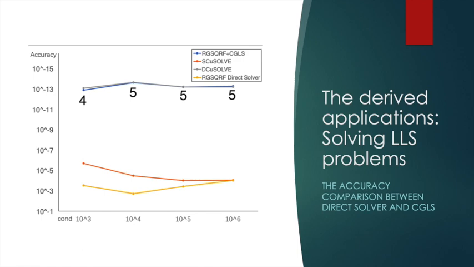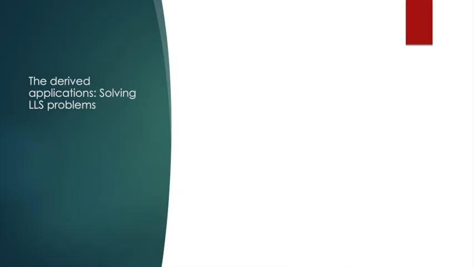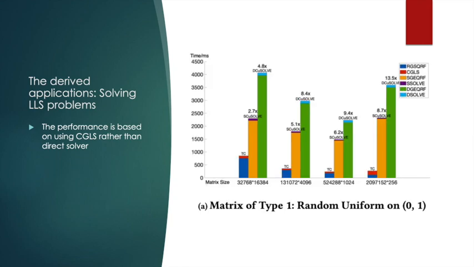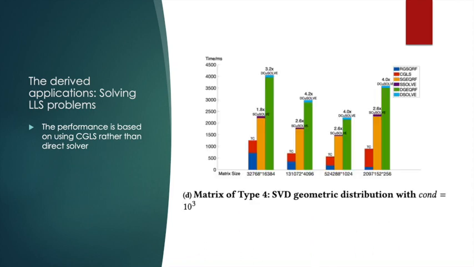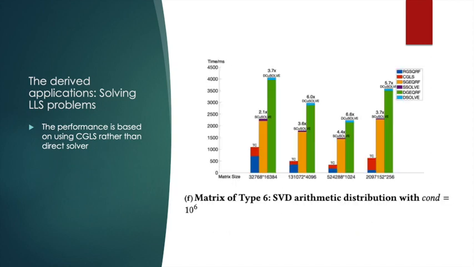We may also care about the overall performance of solving linear least squares problems. If CGLS takes too long to converge, then RGSQRF will be useless in solving linear least squares problems. Fortunately, experimental results show that even with some really ill-conditioned matrices, CGLS still doesn't take too much time. Here are some examples: uniform distribution, SVD geometric distribution with condition number 1000, and SVD arithmetic distribution with condition number 1 million. From these different types of input matrix results, we are able to conclude that in most cases, RGSQRF plus CGLS can solve linear least squares problems with higher speed and computational accuracy.